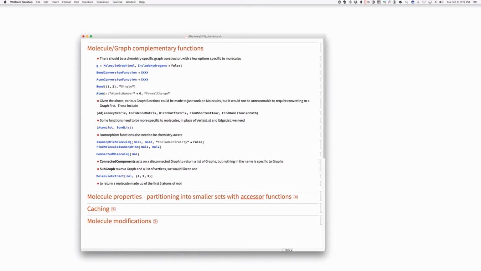So then, in principle, we have to figure out how these functions work. We could generally have a bond conversion function and an atom conversion function, which could be useful for other things as well. For example, for various kinds of exporting, I would imagine.